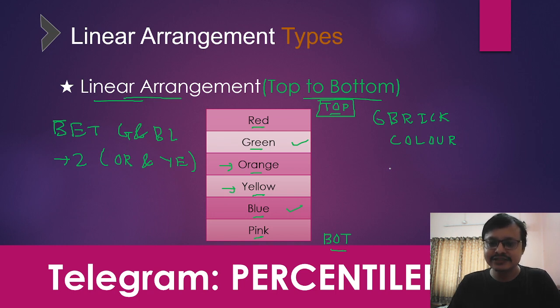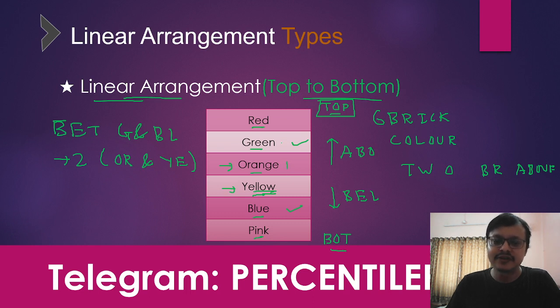Similarly, in case there is a clue like 2 bricks above, what does it mean? 2 bricks above means this direction. Above would mean this direction. Below would mean this. So for example, if you look at a yellow brick, 1 brick above is orange, 2 bricks above is green. So 2 bricks above yellow would be your green brick.